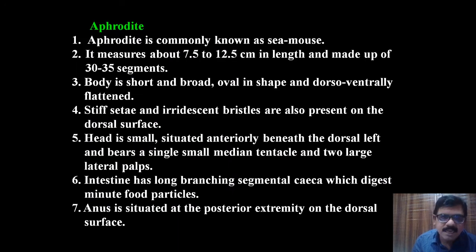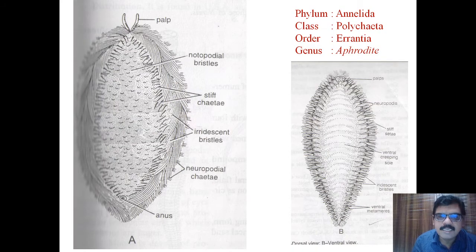Then the first example is Aphrodite. This is Aphrodite. It is commonly called a sea mouse. And students, you have to draw this diagram A. This is the dorsal view of the animal. You are not supposed to draw this ventral view. You have to draw this diagram.